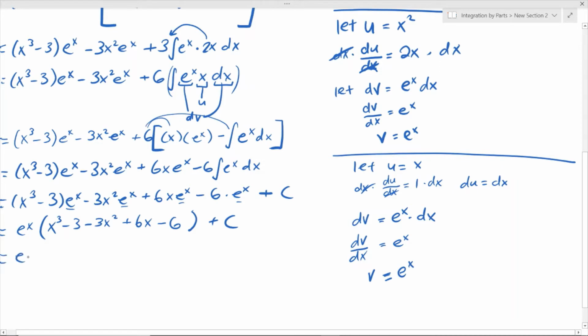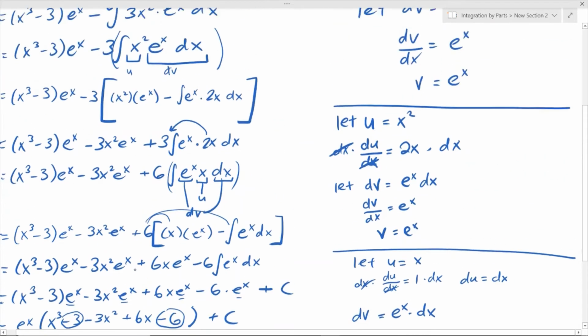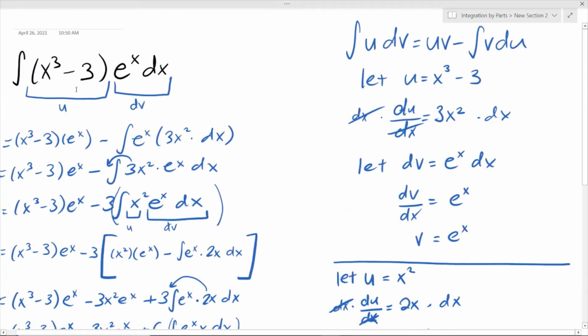And then, you can simplify it more, we have like terms. So this and this can be combined, so x cubed minus 3x squared. I'm just putting it in descending power, so I got this, plus 6x. Negative 3 minus 6 is negative 9. And there we have it. So this is basically how we integrate by parts for this question.